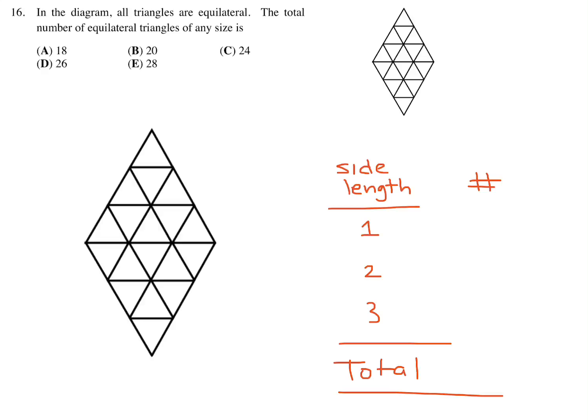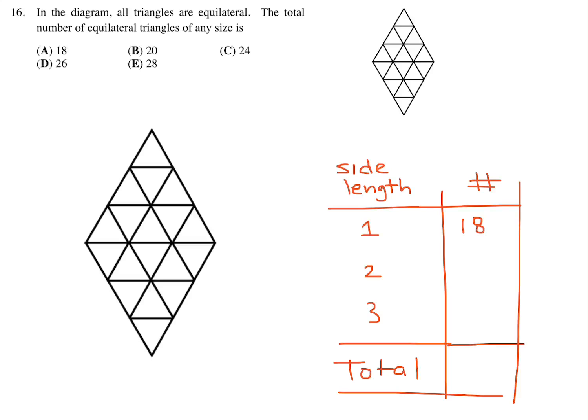All right, so let's go with this. Side length of 1. Well, those are just the little guys like that. So we got 1, 2, 3, 4, 5, 6, 7, 8, 9, and then there's 9 on the other side. So that's 18. All right?